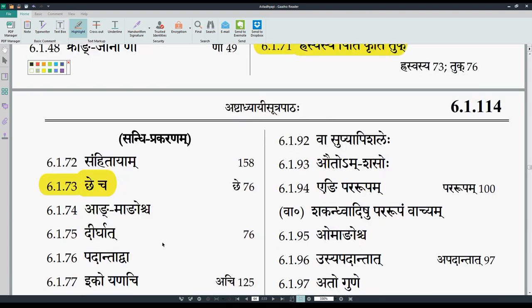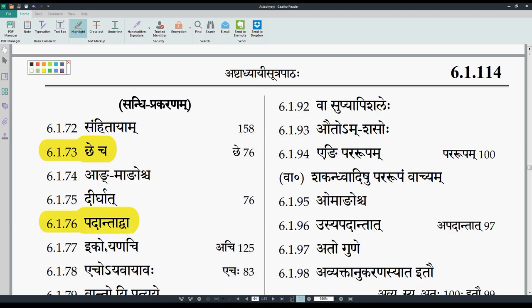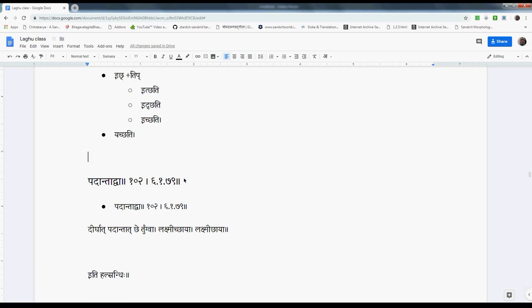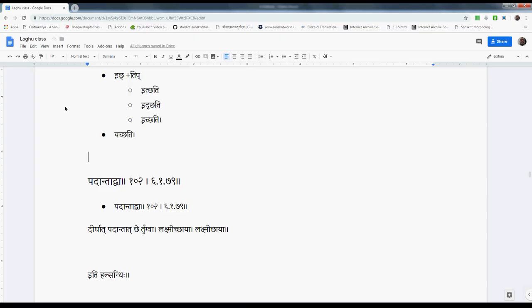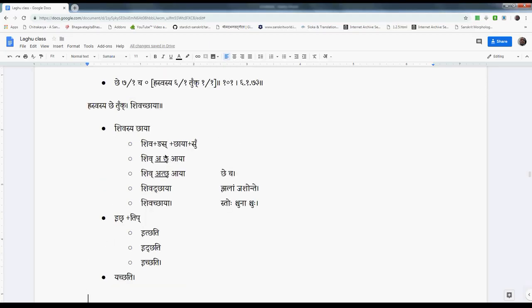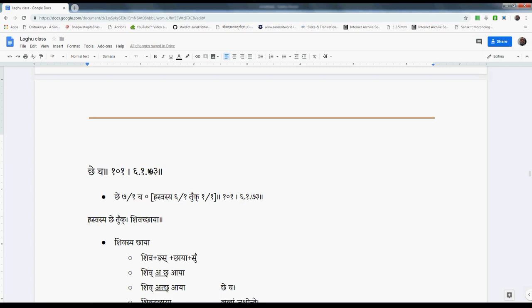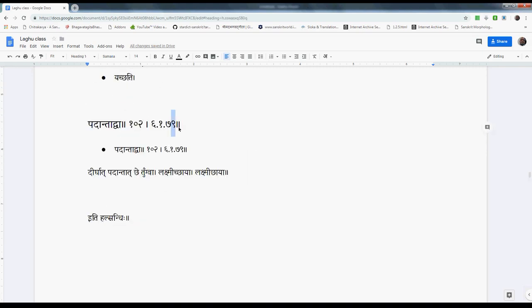Look at 6173. All these are skipped and he goes to 76, is it? 76, yeah, 79 it's said here, Padantadva. There is a difference in sutra numbers. In some places Checha is taken as 6173, in another part it is 6171. And instead of 6179, this is 73 or 74, some places 76, some places 79. So you can see whichever book you are referring to, whatever is the sutra number there.